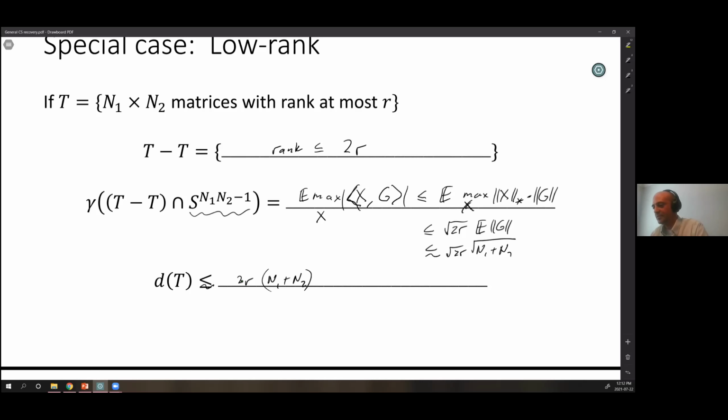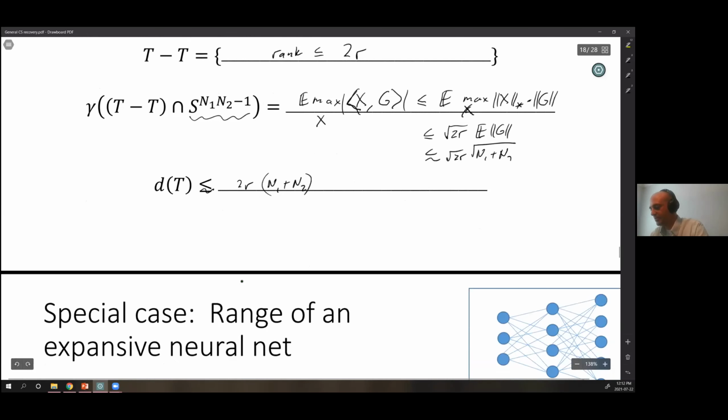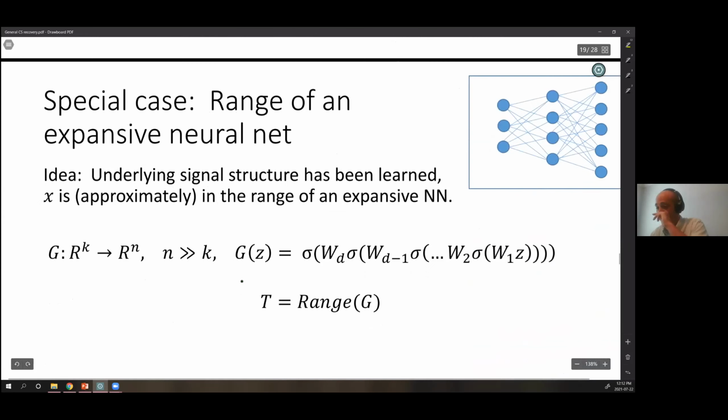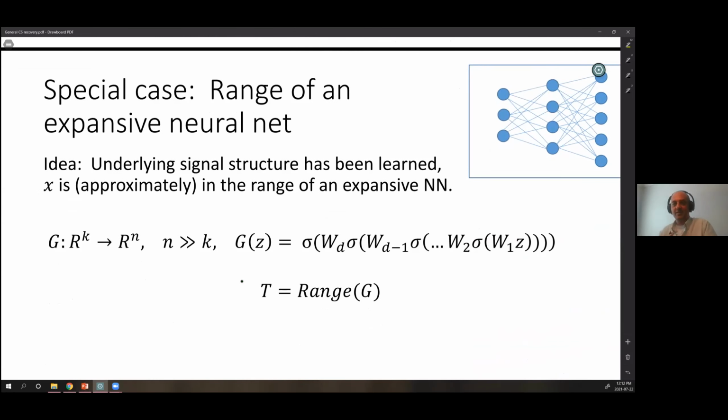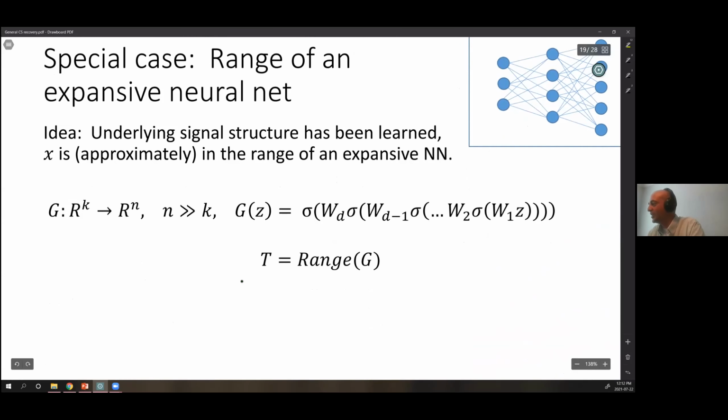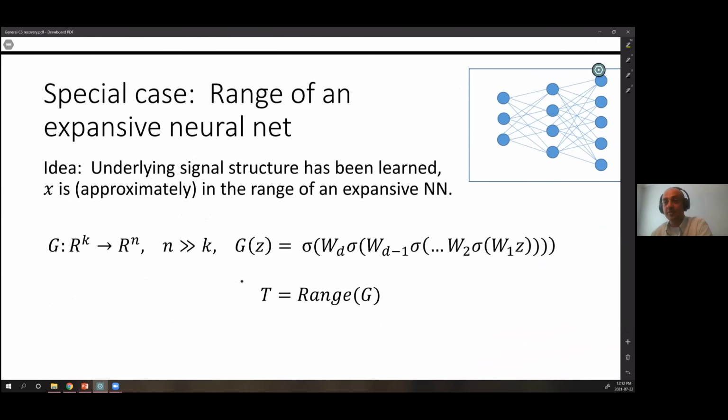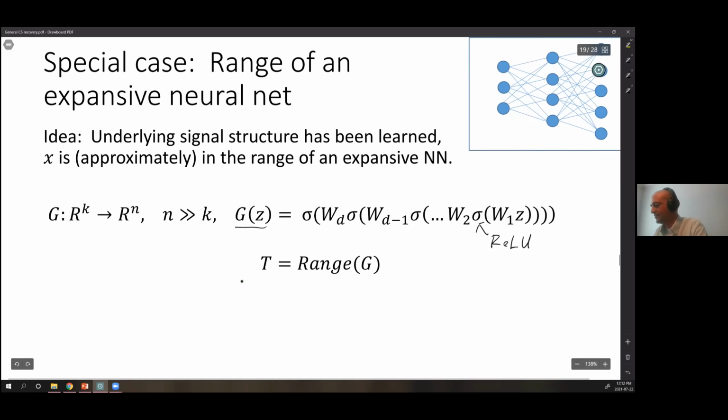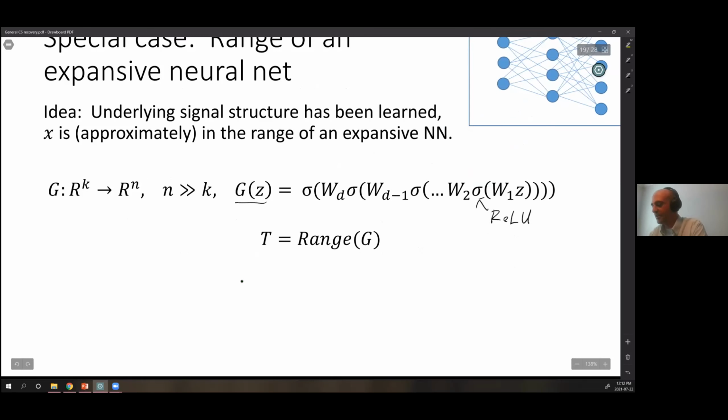All right, one more special case, range of an expansive neural net. So the idea here is there was some signal structure, but we didn't know what it was ahead of time, and we learned it. And now we know that it's approximately in the range of some neural net. So G is what we will call our neural net. We'll look at ReLU activation functions, and T, our signal structure, is now the range of this learned neural net. This one takes a little bit more work, but it's not too bad.